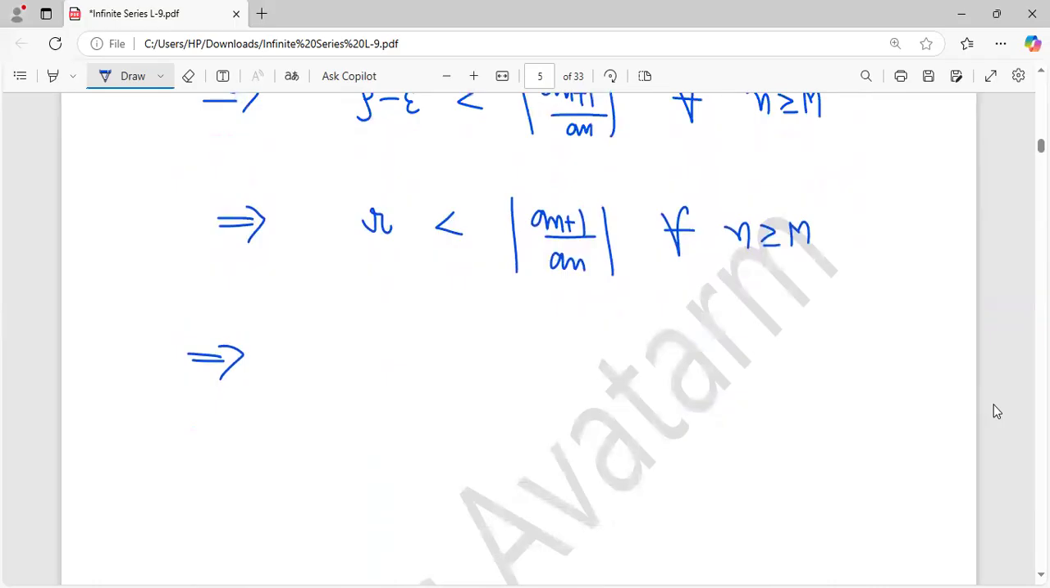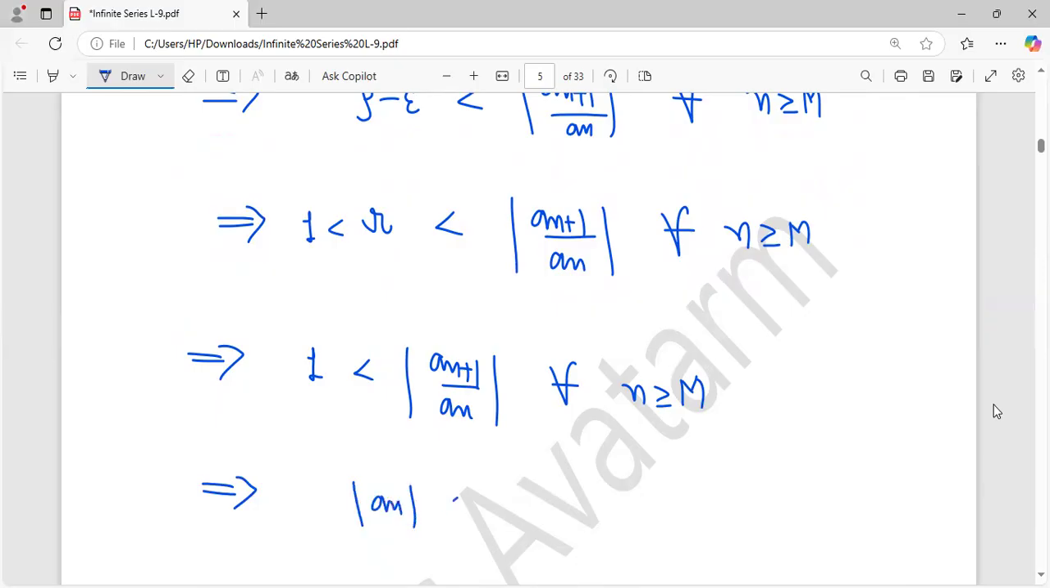So we have this one. Now this is greater than 1. So what do we have? We have a_{n+1} upon a_n greater than 1 for all n greater than capital M. So this implies a_n is less than a_{n+1} for all n greater than capital M. Okay.